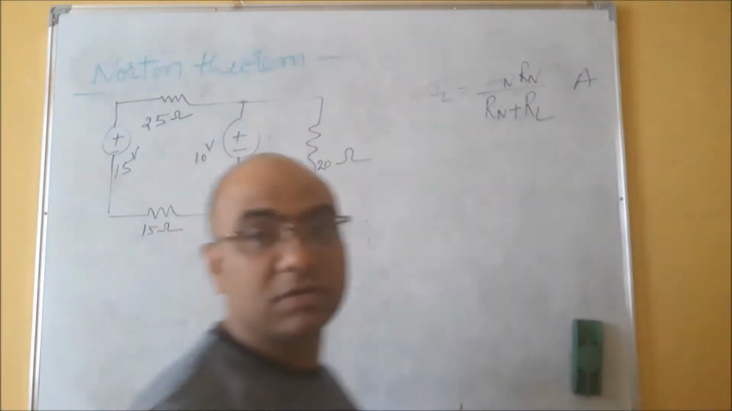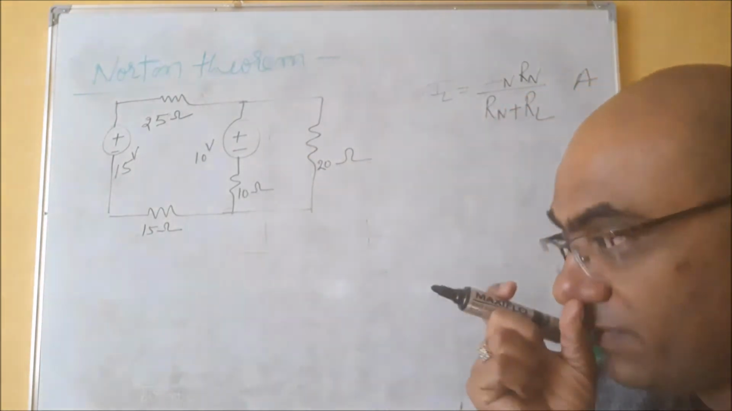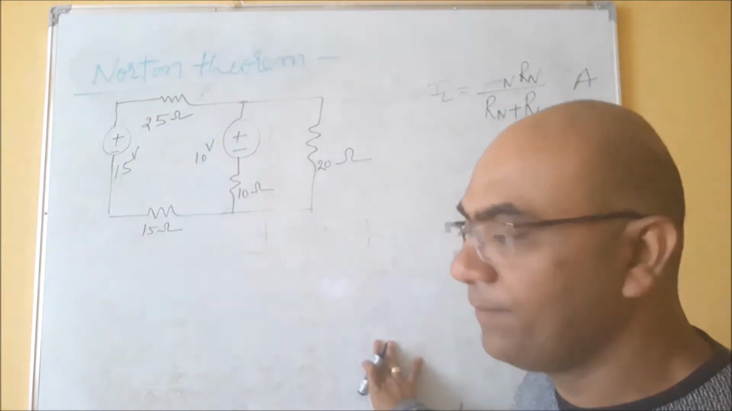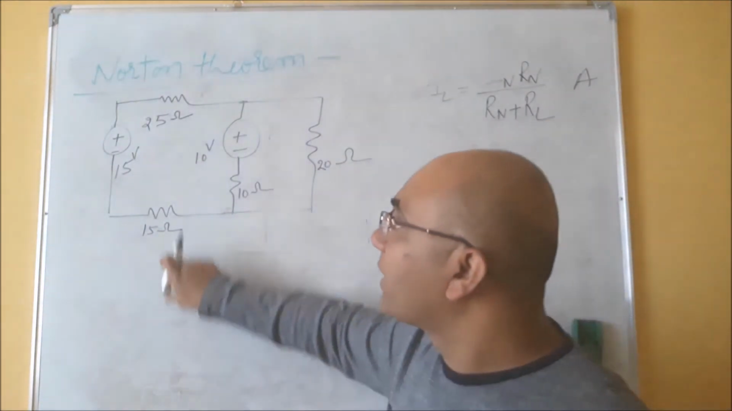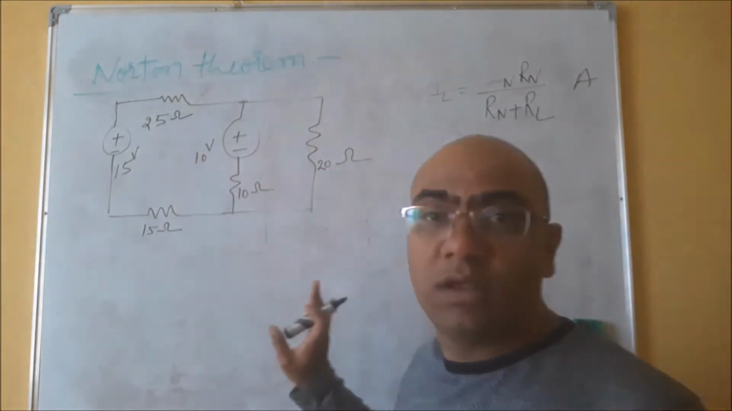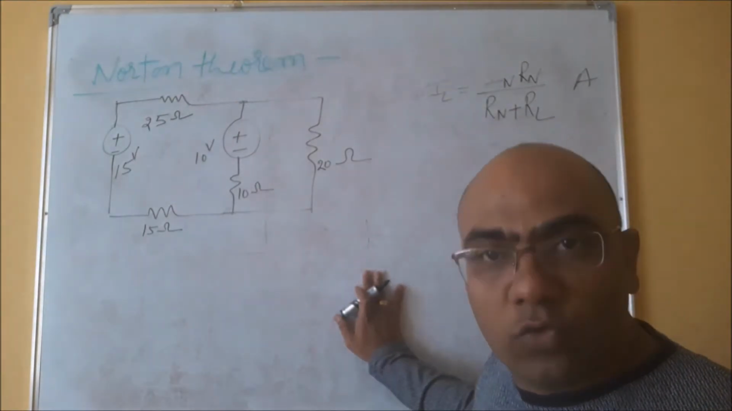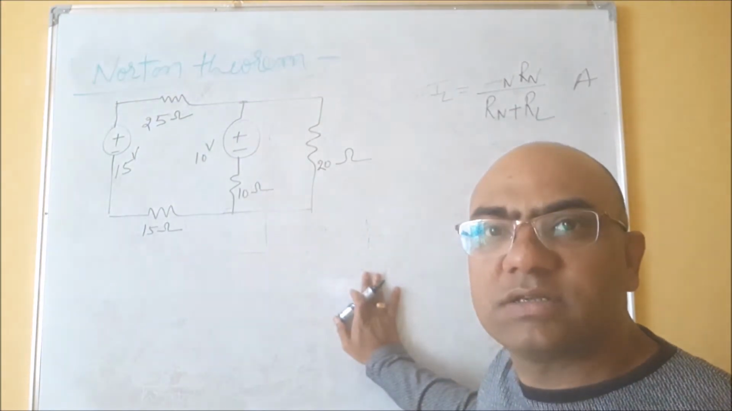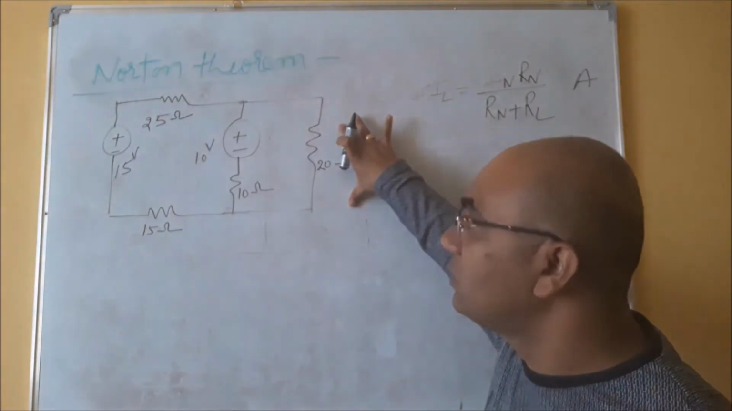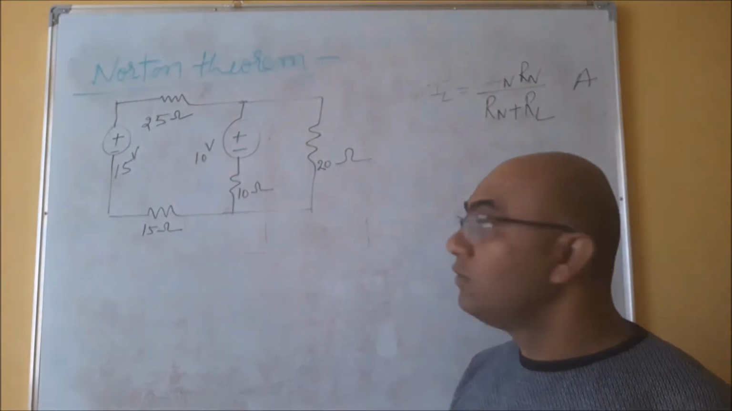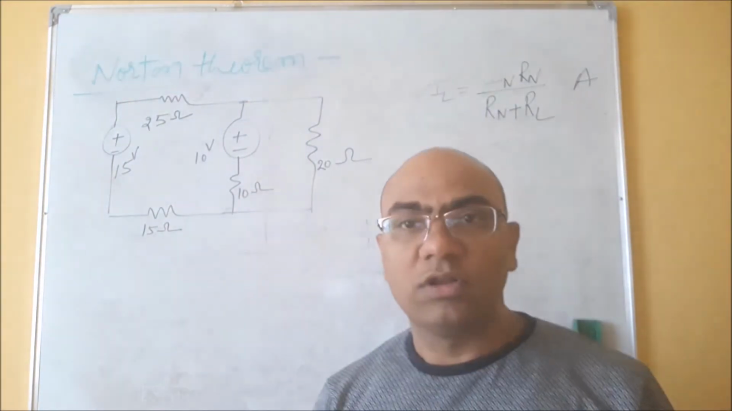Suppose this is a circuit for which we have to find the Norton current in the 20 ohm load. I am again repeating, I can take any resistance as a load. So let's start with this 20 ohm as a load, and find the value using Norton theorem.